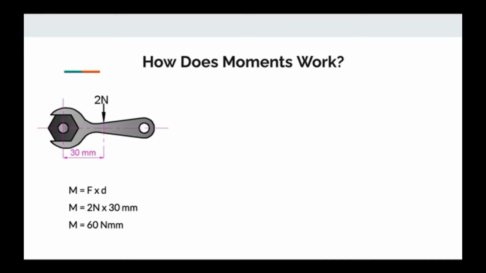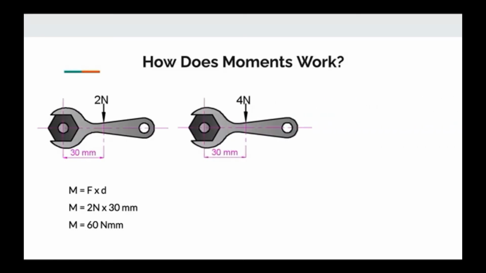Now, there are two things that I can do, and the first thing that I can do is amplify the force, meaning apply more force. And in this case, if I apply twice the amount of force, I can now get the required amount of moment to turn the spanner. So 4 times 30 will give you 120. Now, that's the amount of moment that I need.